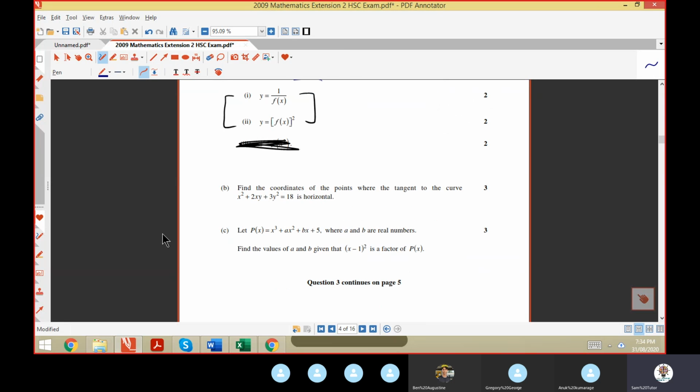Hey, look, you could do C. Let P of x be. Find the values of A and B, given that x minus 1 squared is a factor. So if it's a factor, that means you know it's got a multiplicity of 2. If it's got a multiplicity of 2, you should differentiate it once, and it's got to equal 0. That becomes a quadratic, blah, blah, blah. Anyways, I'll leave it with you guys. If you want to stay back and do that, you can. If not, get out of here.